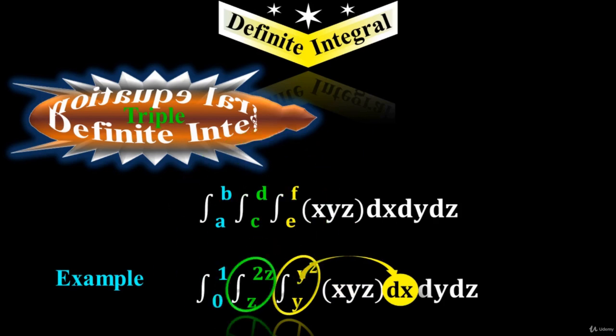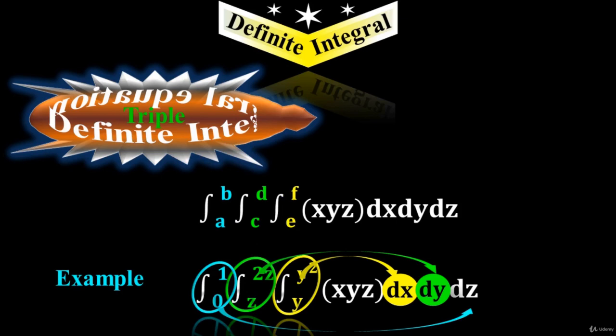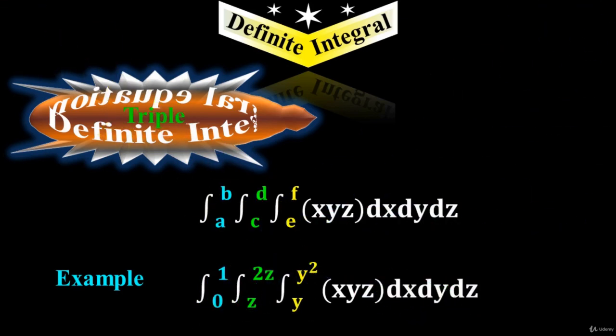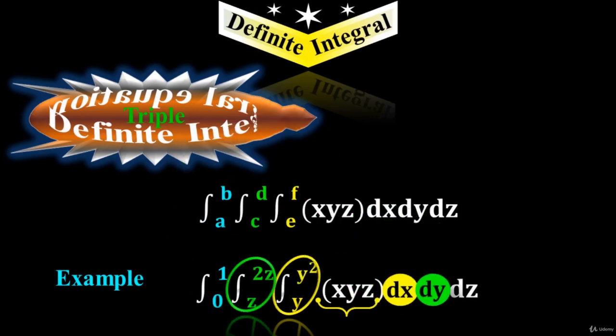The same goes for the dy. If you integrate with respect to dy, the limits are different. The limit has to be other than y. And the final one is from 0 to 1 for the dz. Again, the procedure is to first integrate with respect to x and put the limits from y to y squared, and then with respect to y put the limits from z to 2z, then with respect to dz and put the limits from 0 to 1.